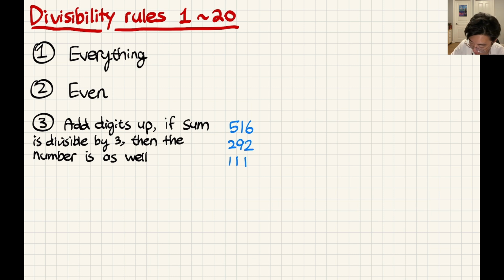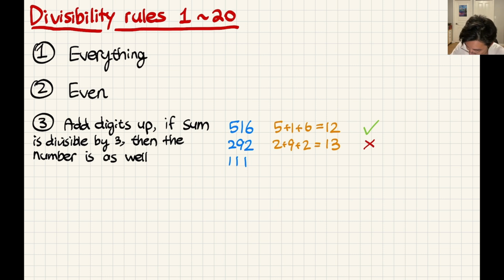For 516, we have 5 plus 1 plus 6. This gets us 12. We know 12 is divisible by 3 from the multiplication table, which means that 516, the whole number, is divisible by 3. Next we have 292, so 2 plus 9 plus 2. That will fetch us 13, which isn't divisible by 3. So 292 is not divisible by 3.